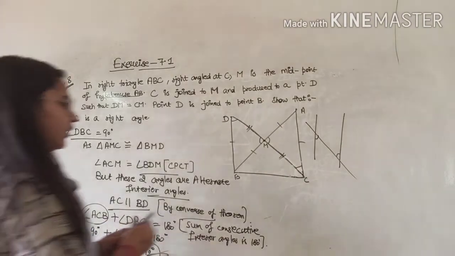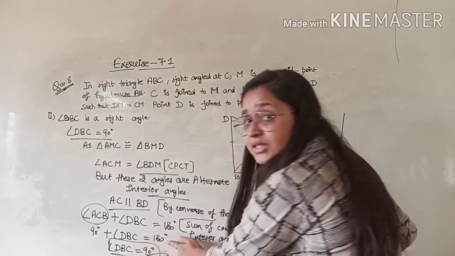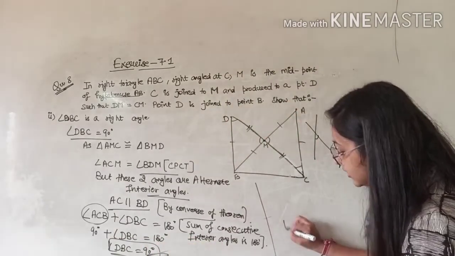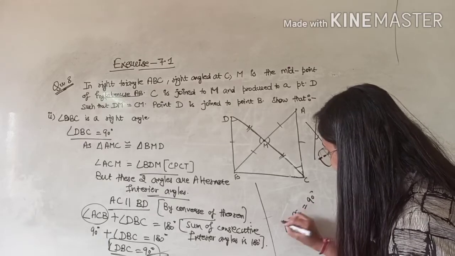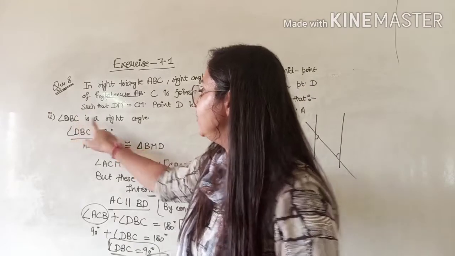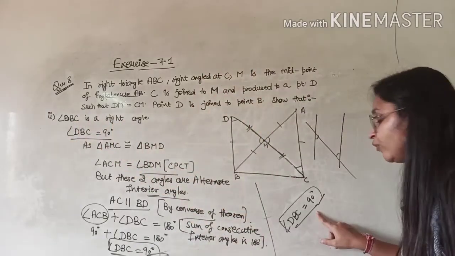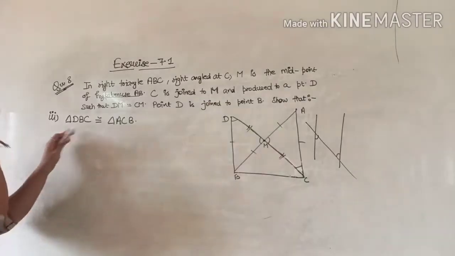I am writing here, if you are not able to see, 90 degrees plus DBC is equal to 180 degrees. After this step you can write angle DBC is equal to 90 degrees. And this was the step that we have to prove, that DBC is a right angle. So we have proved that DBC is equal to 90 degrees. Okay. Now see the third part.